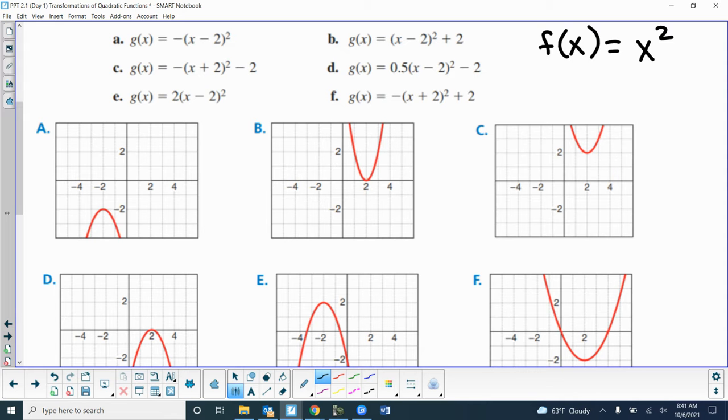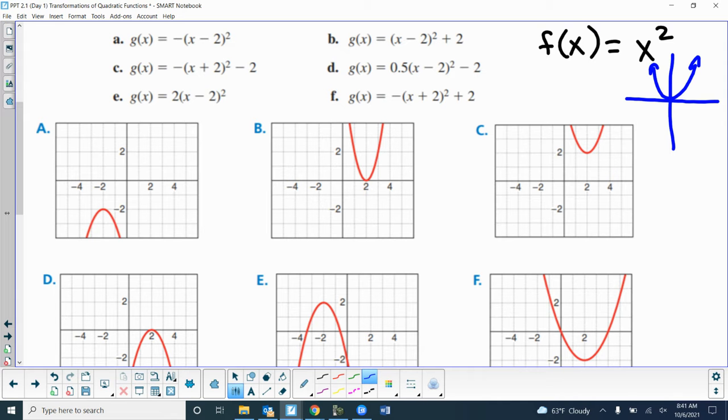So, looking at this first one, what's this negative out front of the whole thing doing to it? Reflecting it about which axis? The x. So our parent function, our parent graph is right there, right? For quadratics, for our parabolas. So since there's a negative there, it's either A, D, or E, because it's been flipped. It opens down, right?